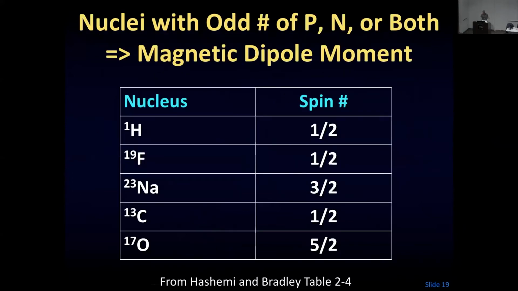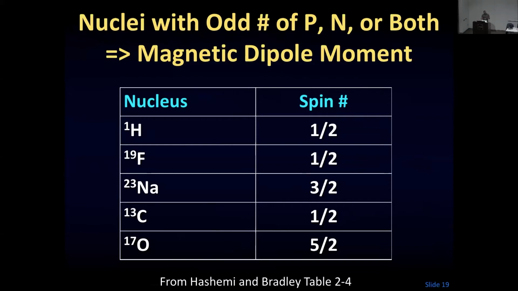What this means is that nuclei with an odd number of protons have a net magnetic dipole moment. So that makes sense, right? Because if you have an odd number of protons, then on average, one of them will be pointing either up or down, and you end up with a net magnetic dipole moment.